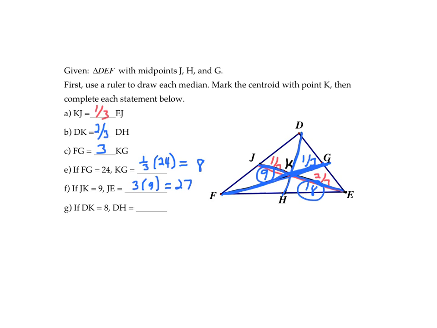Finally, for the last one, for part G, it says if DK is equal to 8, then DH has to be equal to what value? I find it easiest to remember that DK is the longer segment, so that's 2/3 of the whole. So that means that KH has to be half of that, or 4. And together, they would add up to 12. So the length of DH is 12.